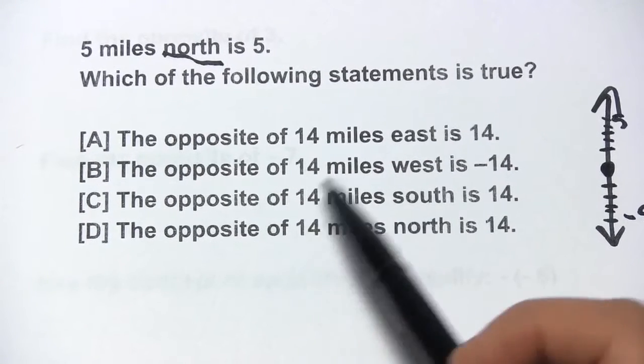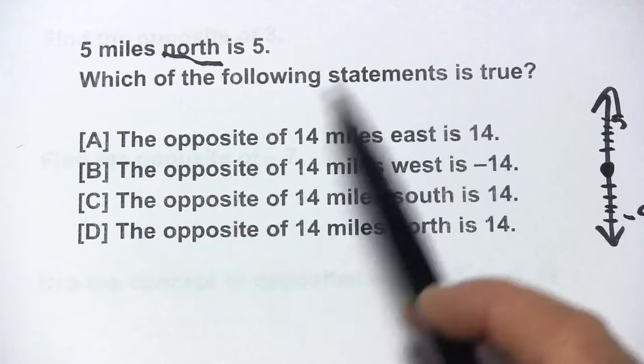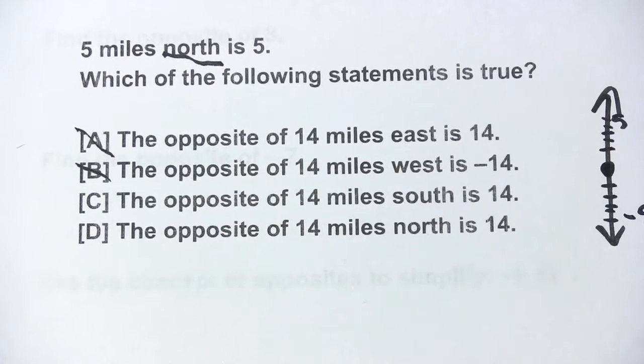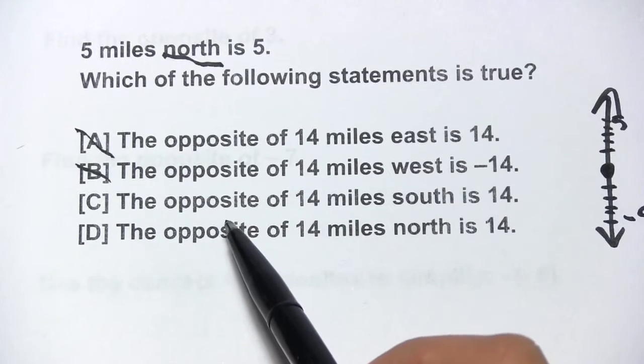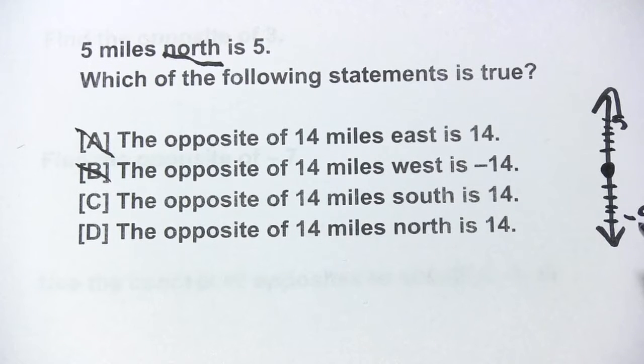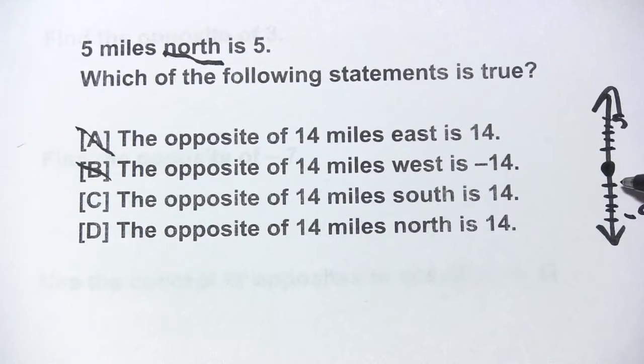All right, so let's sort out which of these statements is true. They've got a couple of statements about the opposite of east or west, but that's not defined here. We're just dealing with north or south, so we can ignore those. And then it says the opposite of 14 miles south is 14. Okay, well, let's think about this. If we had 14 miles south, south is all the negative numbers, so 14 miles south would be negative 14.